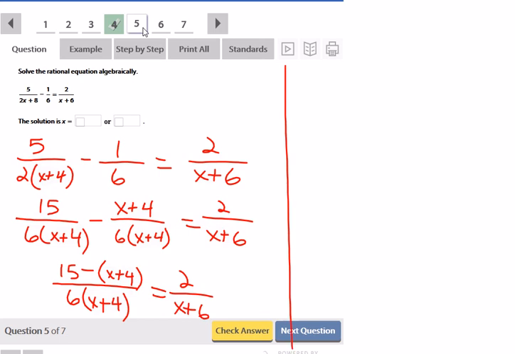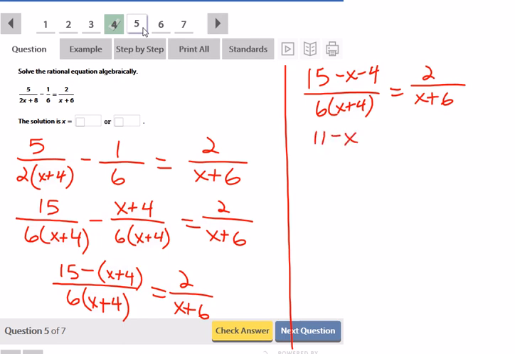So I'll now rewrite the top. 15 minus x minus 4 over 6 times x plus 4 equals 2 over x plus 6. And finally, combine like terms and we get 11 minus x over 6 times x plus 4 equals 2 over x plus 6. So now I'm ready to go.